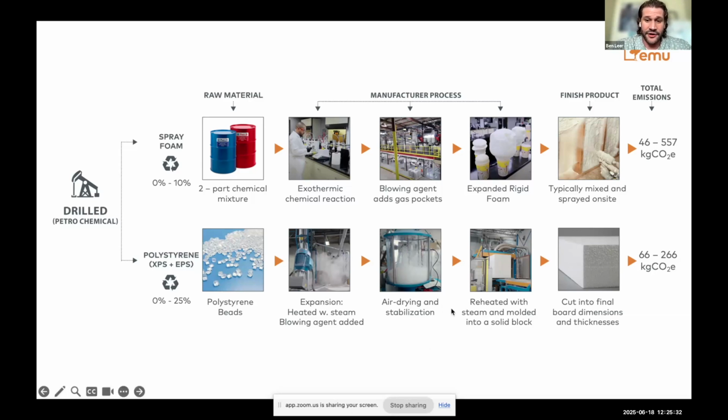And then we add another heated process in a mold where we shape the actual beads. They fuse together and they get molded into a big block. That block is then cut into final dimensions and we get our final EPS board here. And again, this has fairly high total emissions. So we're looking at kilogram CO2 emission equivalent. That's what the kg CO2e is. So these are both petrochemical, both a little bit high on their total emissions.